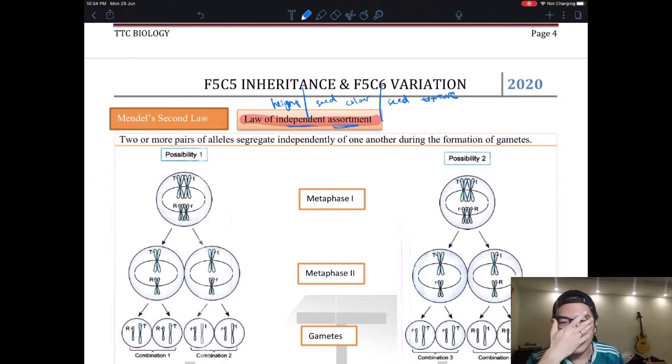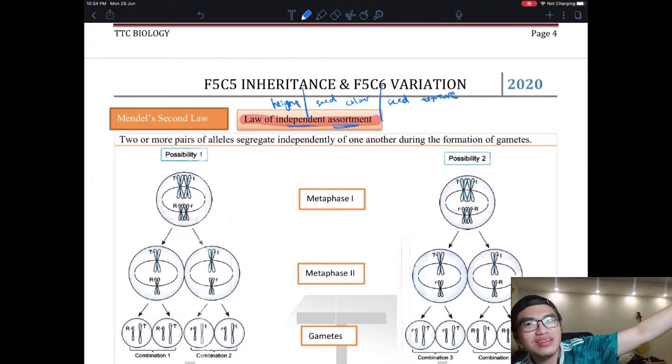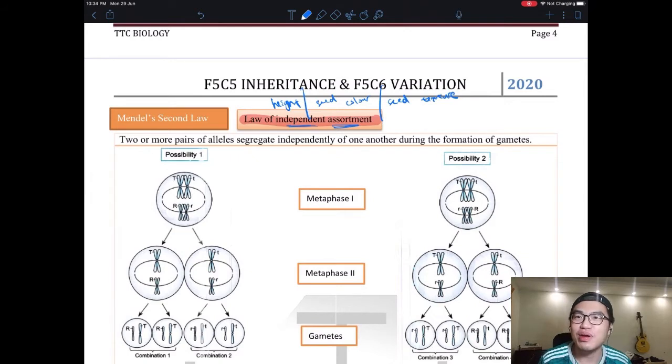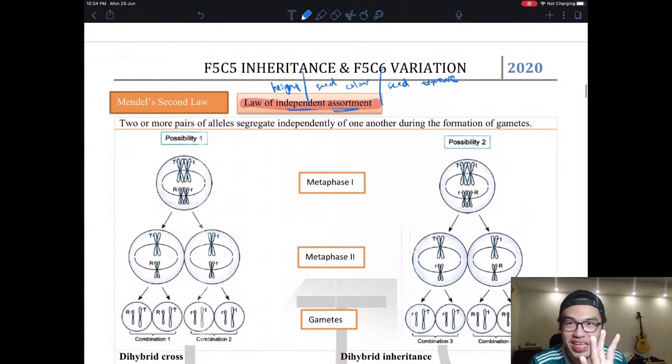Let's say you are tall, you have double eyelid. Maybe your brother is short, but he still has double eyelid. But the double eyelid has nothing to do with your height, because that's a different gene. So this is what is meant by the second law, which means one gene doesn't affect the other gene. The gene of one trait doesn't affect the gene of another trait, because they are controlled by a different set of genes.